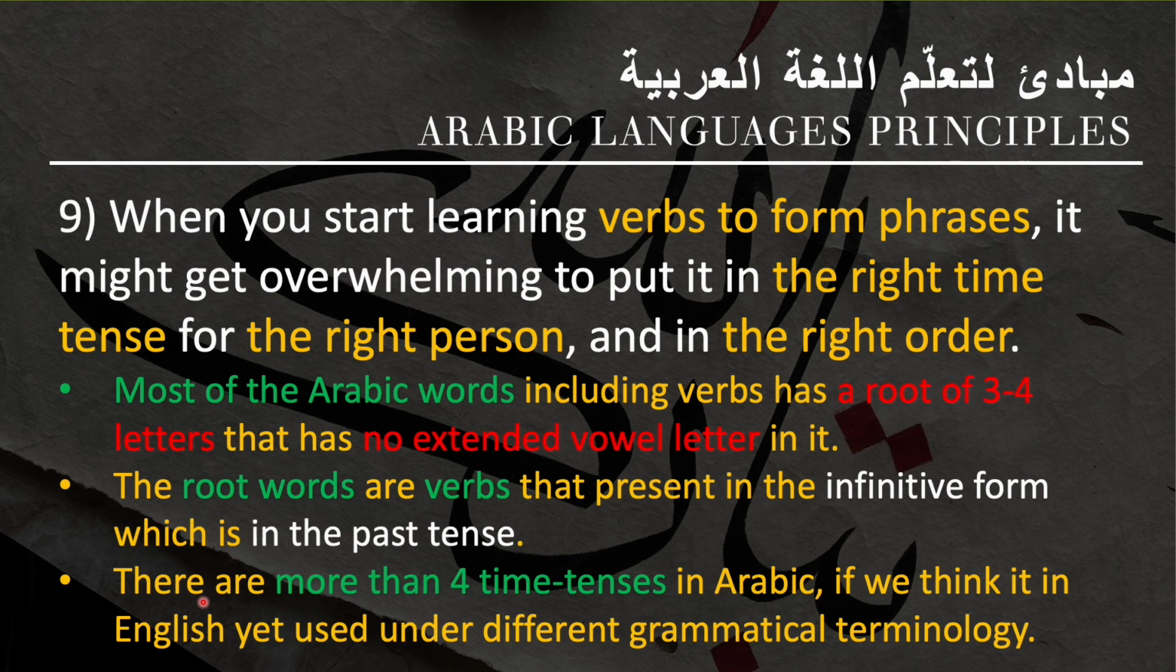There are more than 4 tenses in Arabic, if you think of it in English, yet used under different grammatical terminology. Unfortunately, a lot of people generalize the tenses in Arabic to be only present simple, past simple, future simple, and imperative. Honestly, this sometimes disappoints me when I discuss the Arabic language with non-Arabic speakers, because this information is widely spread and is not correct. This is not true. The Arabic language is rich in the specification of tenses used to describe an action.